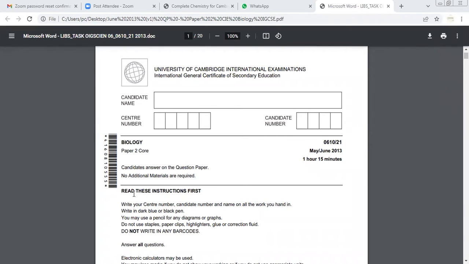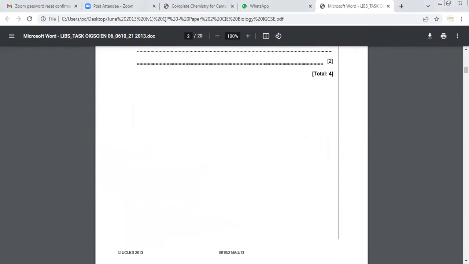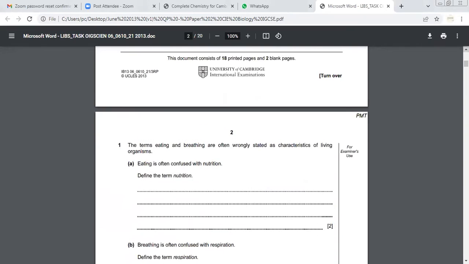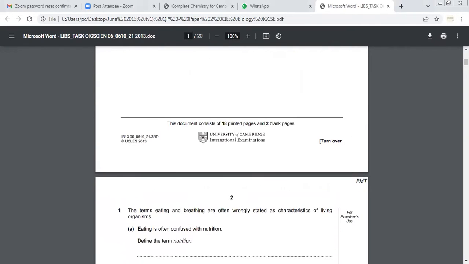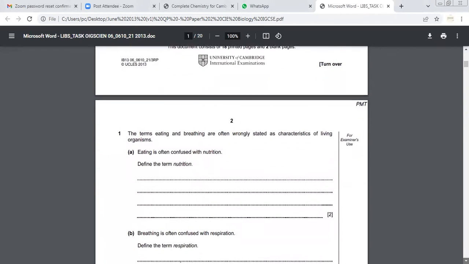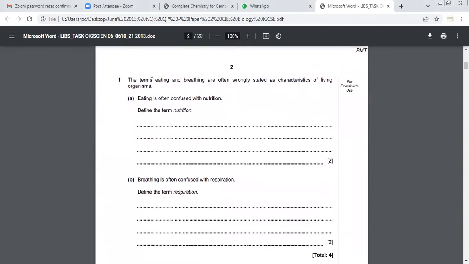Okay, today we are going to start with the yearly past paper, May-June 2013, paper 2 core, biology code 0610, variant 21. So the first question is: the terms eating and breathing are often wrongly stated as characteristics of living organisms. Eating is often confused with nutrition. Define the term nutrition.